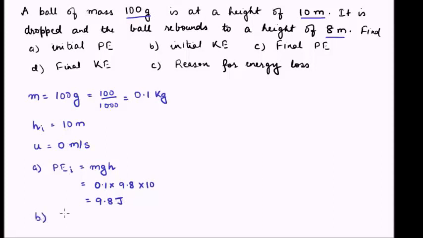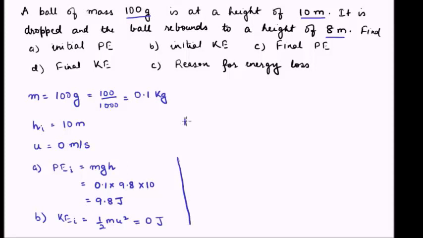Part B asks me to find the initial kinetic energy, KEI. We know that it is equal to half mu square. The initial velocity is 0 because it is at rest at the height of 10 meter. Therefore, the initial kinetic energy turns out to be 0 joules.